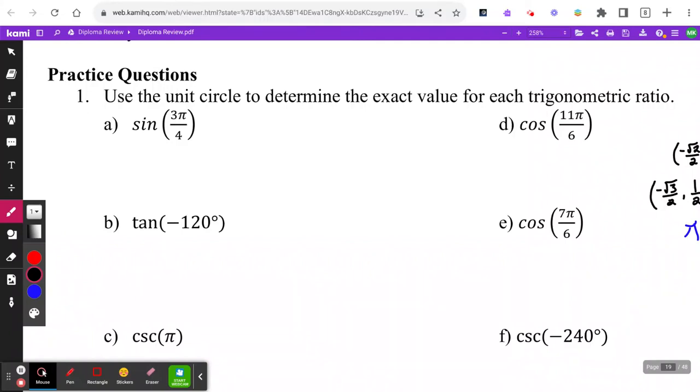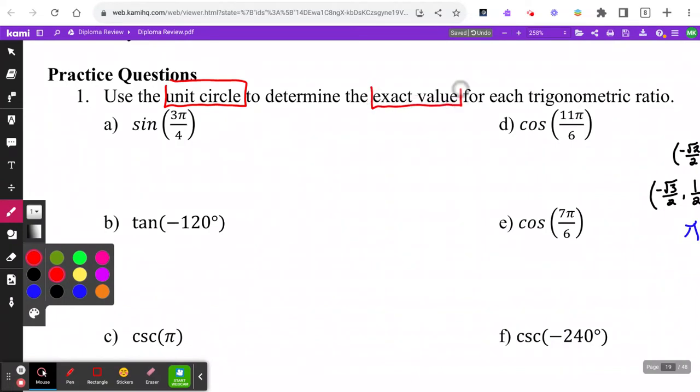So it says use the unit circle, and that's key. Right? If it didn't tell you use the unit circle, that makes things a little bit trickier. But it specifically says use the unit circle to determine the exact value, that's also key. When I see exact value, that typically is telling me to use the unit circle. Typically, not always, but it's a good hint. I'm like, oh, okay, this is unit circle stuff.